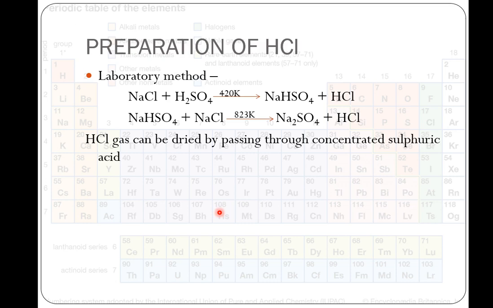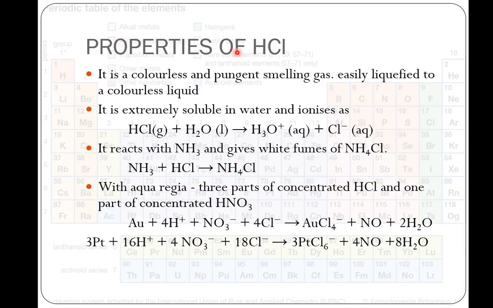HCl can be prepared in the laboratory by heating sodium chloride with concentrated sulfuric acid. It forms NaHSO4 plus HCl. This NaHSO4 further reacts with more NaCl to form HCl. HCl gas thus obtained can be dried by passing through concentrated sulfuric acid. Properties: it is a colorless, pungent smelling gas, easily liquefied to a colorless liquid, extremely soluble in water to give hydronium ions.